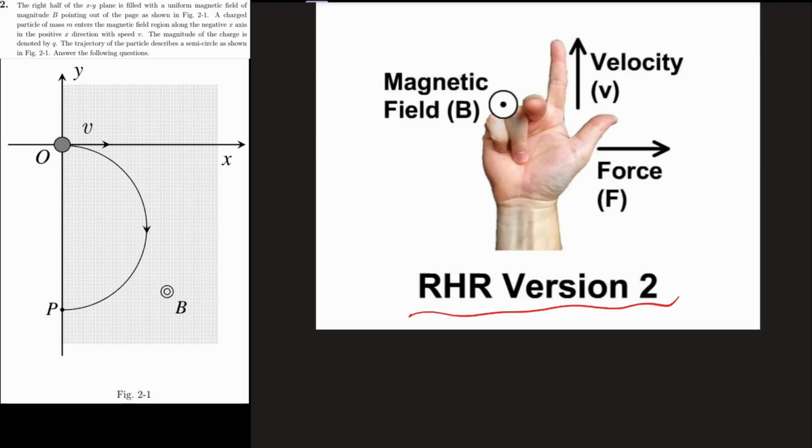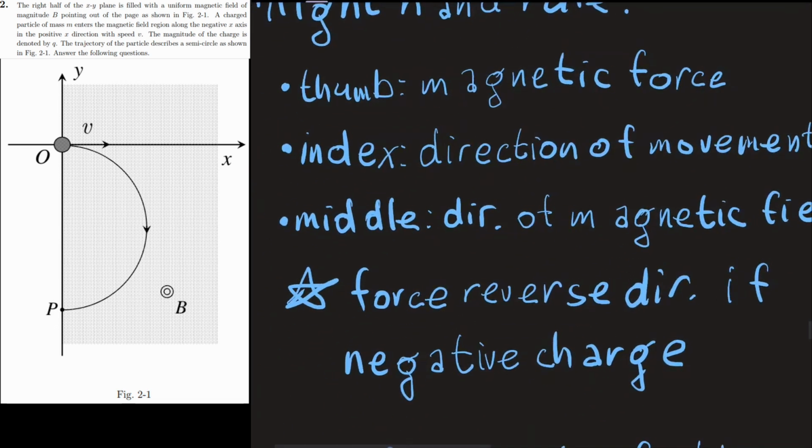So as long as you know the direction of at least two of those things, you can find the direction of the third one. Now, note that this rule is only for if these lines are at right angles to each other. If the force or the velocity is not at a right angle to the magnetic field, then it gets a little bit more complicated than this. And also note that this is for a positive charge. If the charge is instead negative, then the magnetic force will be in the opposite direction to where your thumb is pointing when you use the right-hand rule.